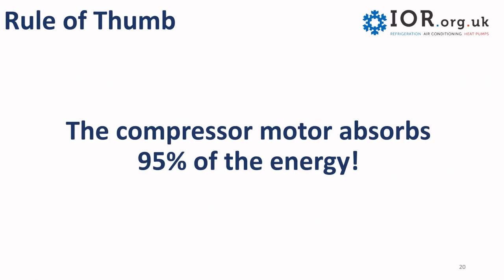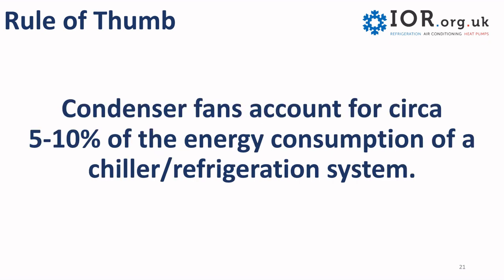Now, the compressor motor absorbs 95% of the energy in a refrigeration system. It's by far the biggest user. And condenser fans only account for circa 5 or 10% of the energy consumption a refrigeration system uses. Any increase in condensing temperature will affect the efficiency of the compressor. And as I said, that accounts for 90 to 95% of the consumption.